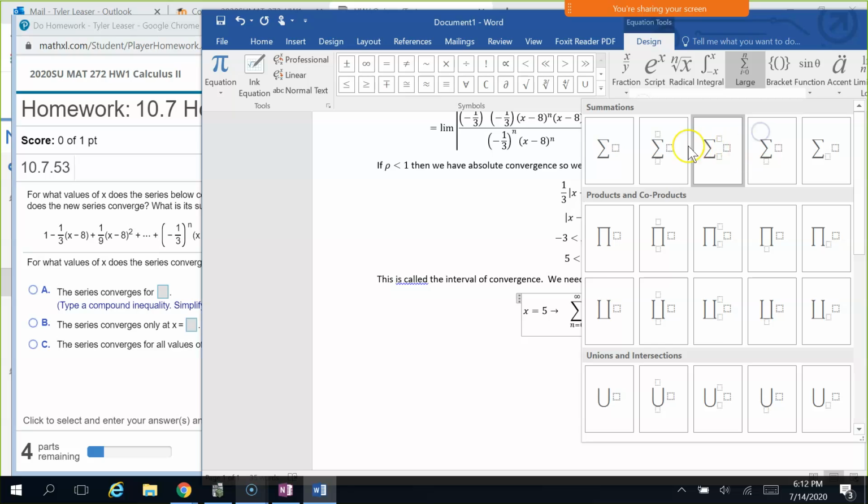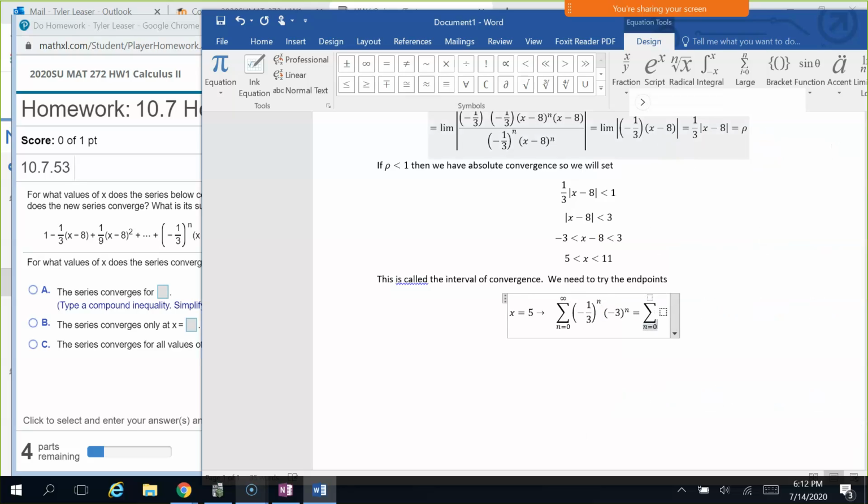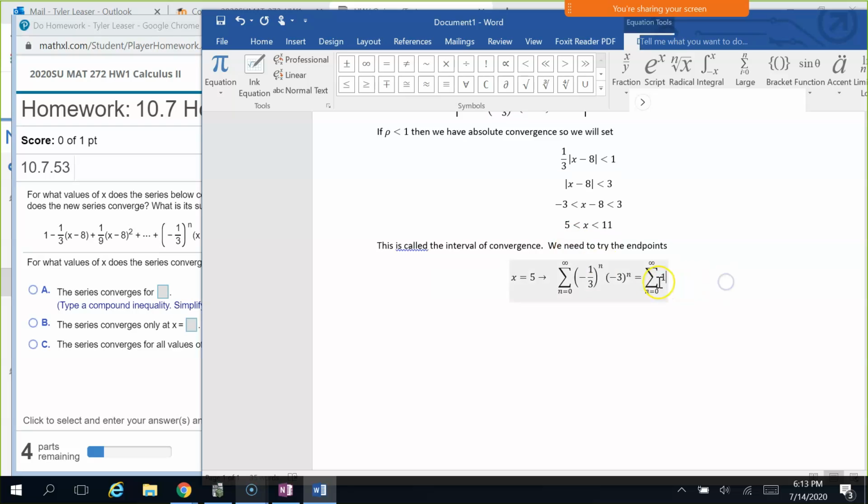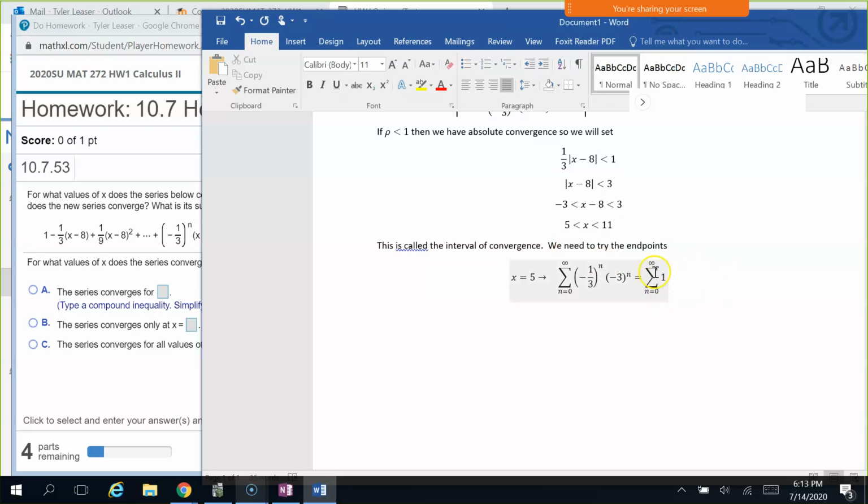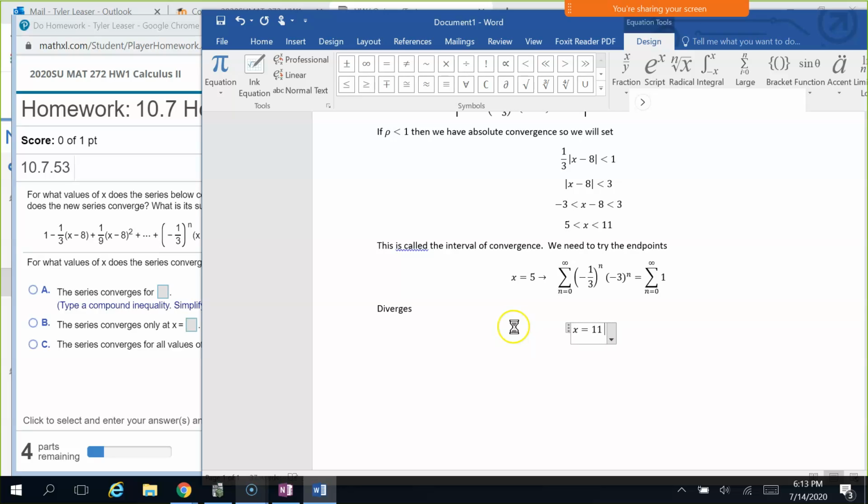So now it's going to be the infinite sum, n going from 0 to infinity, of just, so negative 1/3 times negative 3 is 1 to the n. But 1 to the n is always just going to be 1. All right, this is 1 plus 1 plus 1 plus 1 plus 1 forever and ever and ever, which definitely diverges. Okay, so we just found that when x is 5, my series diverges, so I'm not going to include the 5. Let's try the next value, x equals 11, and see what happens.